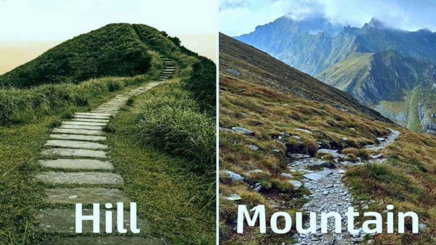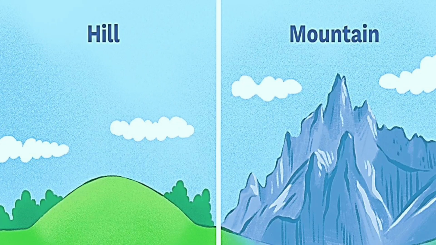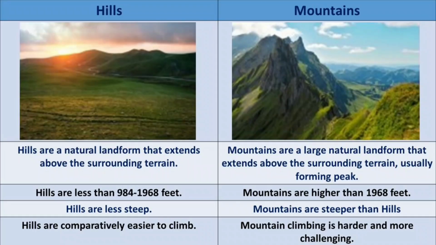Mountains and hills. Mountains and hills are rocky masses of land that rise higher than the surroundings. Mountains have high peaks and very steep slopes. Hills are smaller and lower than mountains. The difference between mountains and hills: Hills are a natural landform that extends above the surrounding terrain. Mountains are a large natural landform that extends above the surrounding terrain, usually forming peaks.